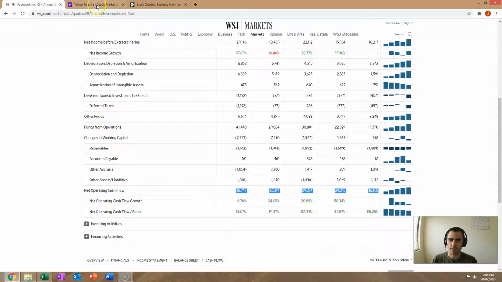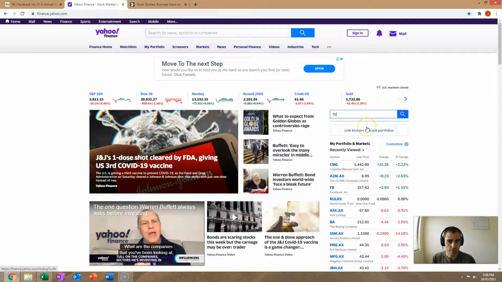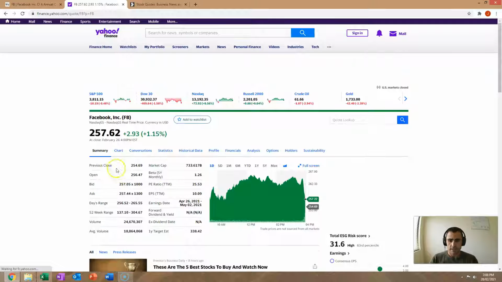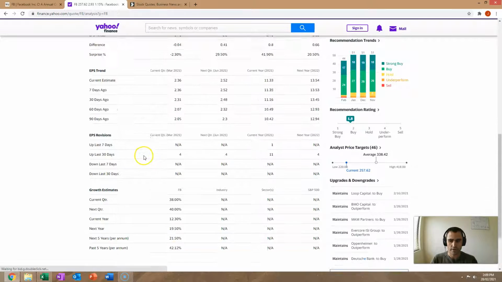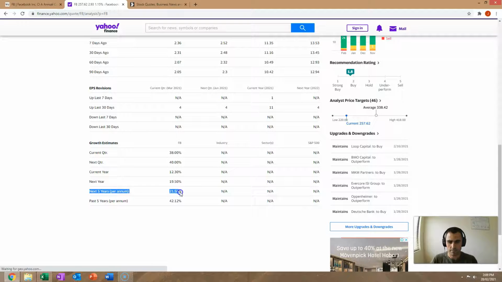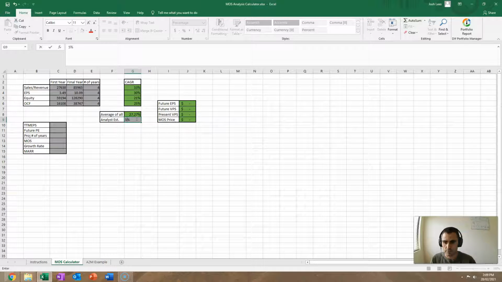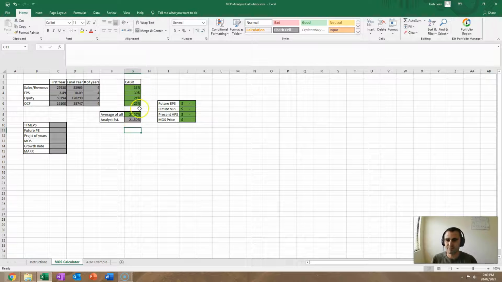For that, I use Yahoo Finance. To find it here, you just type Facebook in the stock lookup, click on that, and go to analysis. Then when you scroll down from analysis, you've got growth estimates. So for the next 5 years per annum, the analysts estimate 21.5. So we put that over here, not 51, that's 21. And you can see that's fairly in line, pretty close.